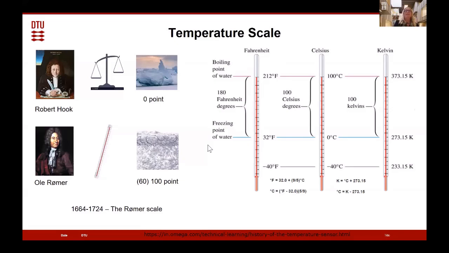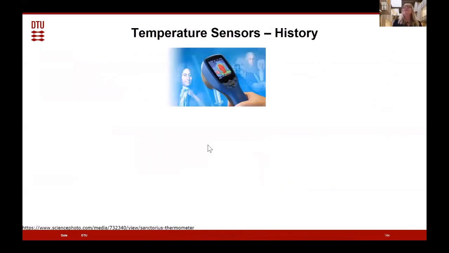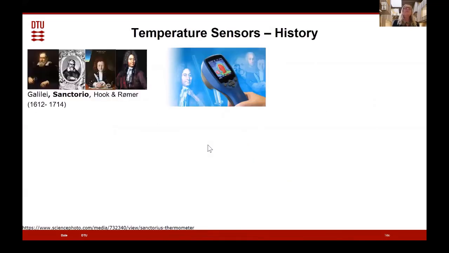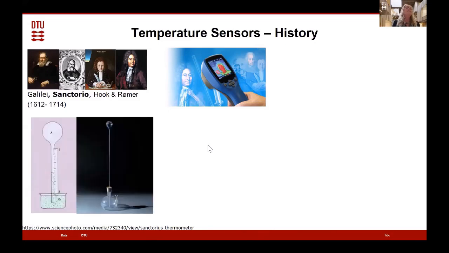So how do we measure this temperature? Well, there are a lot of different sensors from history. The first temperature sensors were made by Galileo and Santorio, Hooke and Rømer, all of them more or less at the same time. The Galileo temperature sensor was a very simple system consisting of a glass ball placed in some liquid, and when the temperature changed, the liquid rose up in the thin cylinder, and then you could measure the temperature using a ruler and relate that to the boiling point and the freezing point of water.